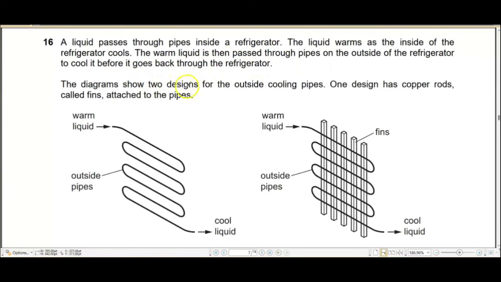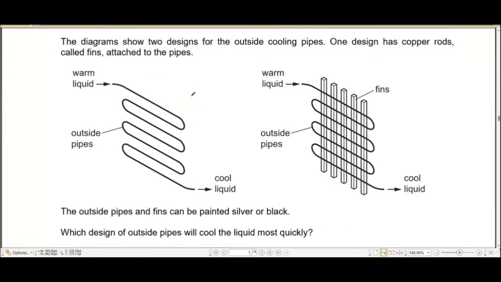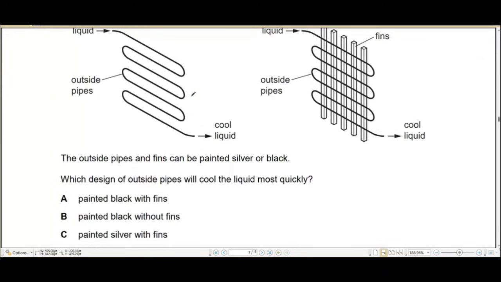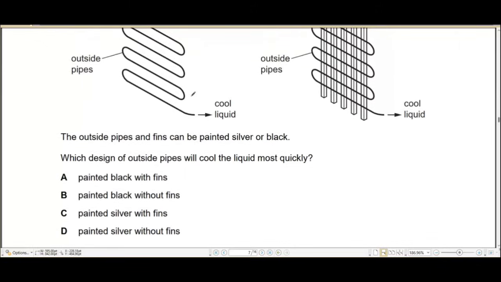The diagram shows two designs for the outside cooling pipes. One design has copper rods called fins attached to the pipes. The outside of the pipes and the fins can be painted silver or black. Which design of outside pipe will cool the liquid most quickly?